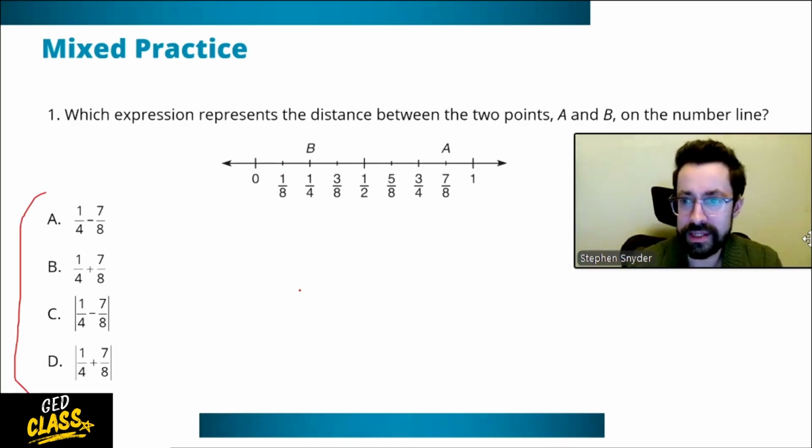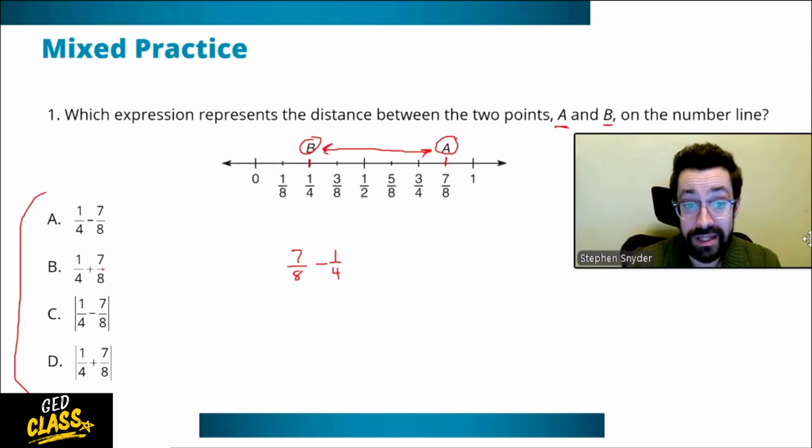Okay, but if we want the distance between A and B, what we were just saying was we're just going to subtract them and take the absolute value. And the funny thing is it does not matter what order I do the subtraction. I think most of us would do 7/8 minus 1/4, because 7/8 is clearly bigger. This A is clearly the bigger one, so I'm going to subtract the smaller one. And that would be correct. That would give me the distance.